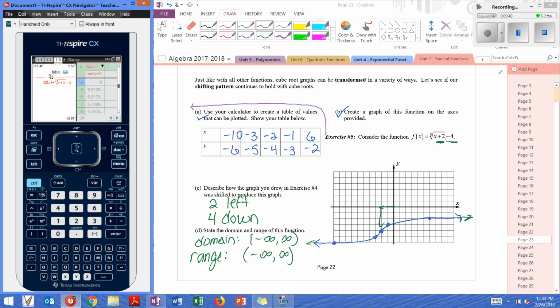So there you have it. Cubic functions, they don't really appear too often, but it's good to talk about them, so hope you enjoyed it.